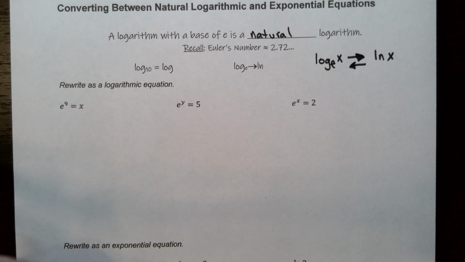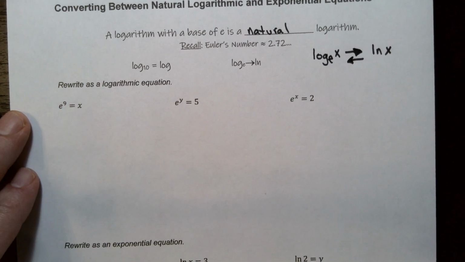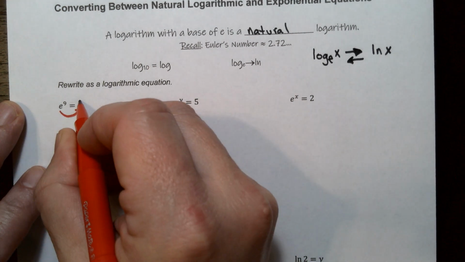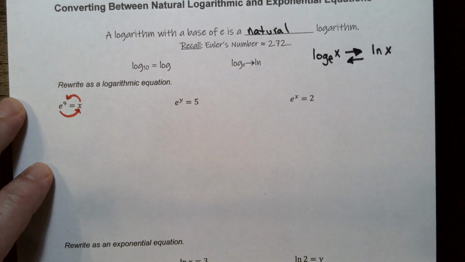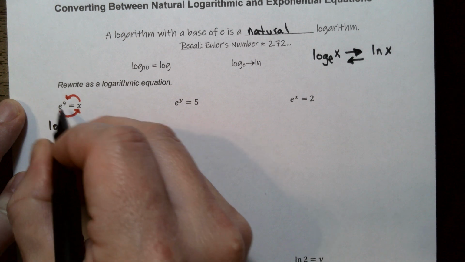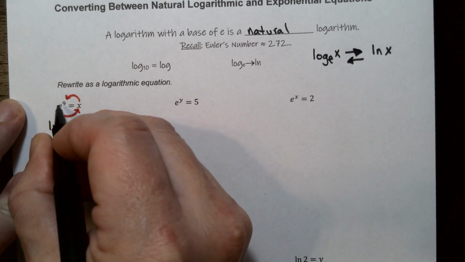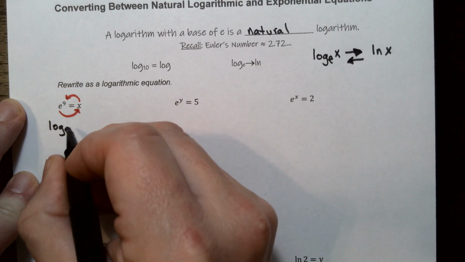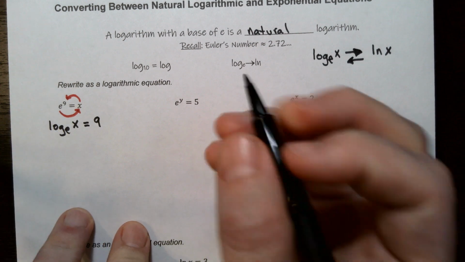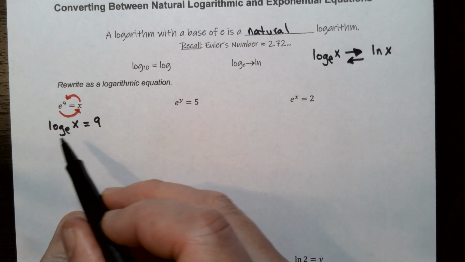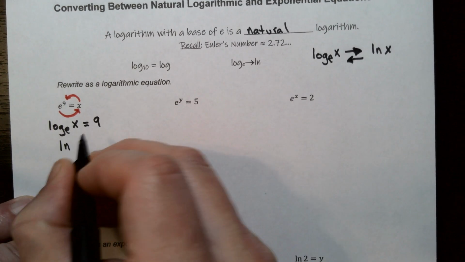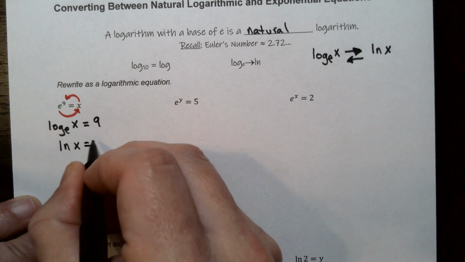There are two different ways I'm going to show you to do this. First is the circle method. We start with the base right here, swing around to the other side, and then come back. That means you change this into a logarithm with a base of e, because that's where we started, of x equals 9. We usually don't write it as log base e of x. We write it in the simpler way, ln x. So it would be ln of x equals 9.